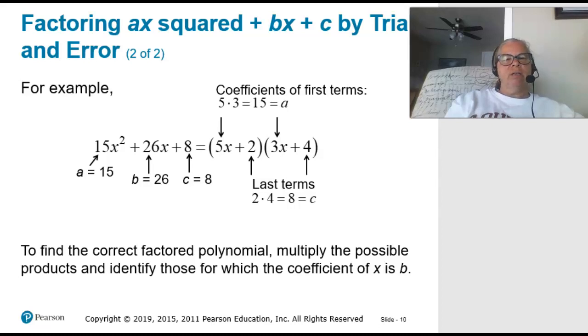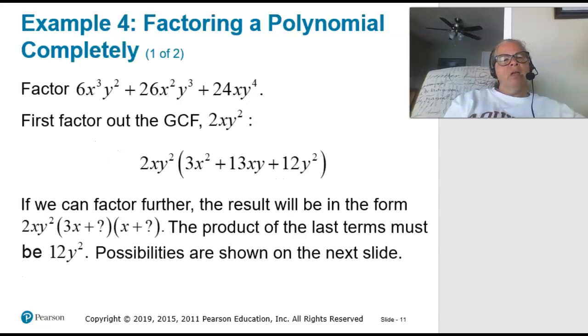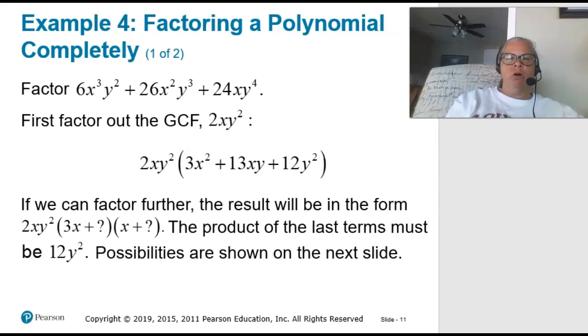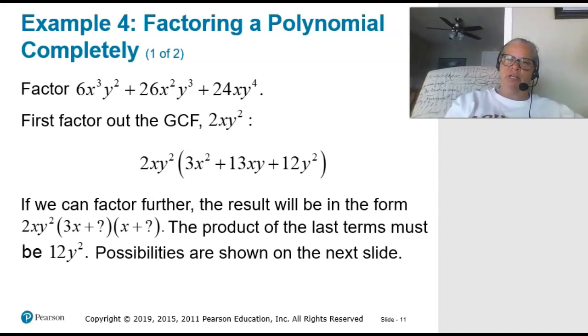So looking at this, we are going to advance to the next slide. And we're going to look at another example. This example is a reminder that we first must always check to see if there's a greatest common factor that we can take out. Once we take out the 2xy squared, we are left with a 3x squared plus 13xy plus 12y squared. We have to ask ourselves if we can factor that further.